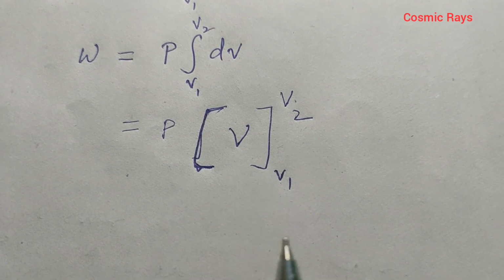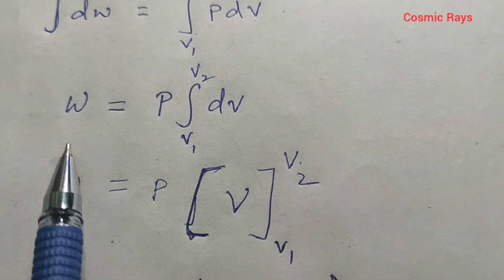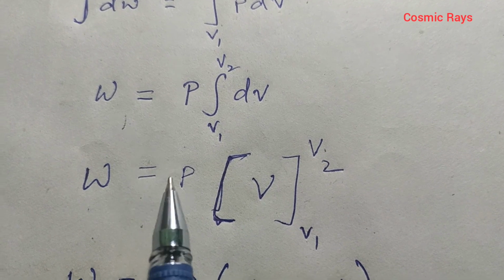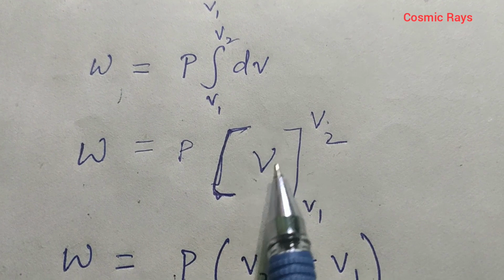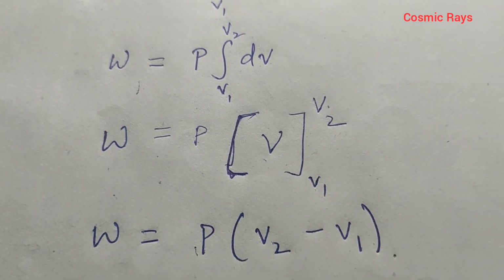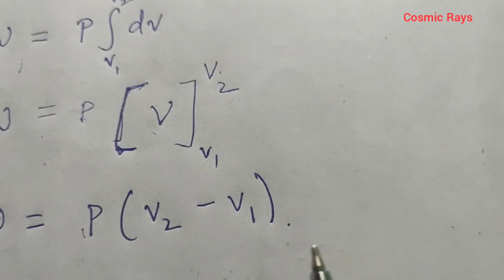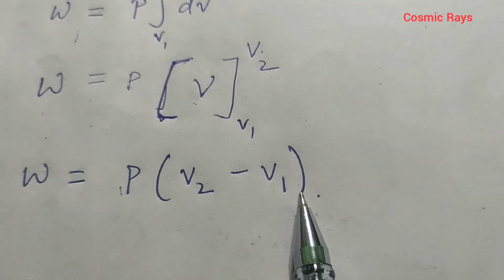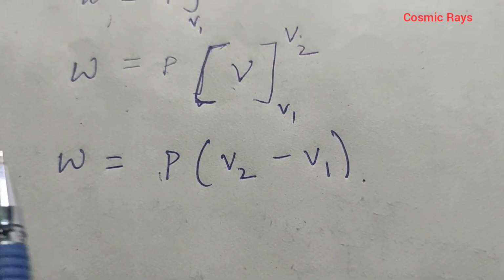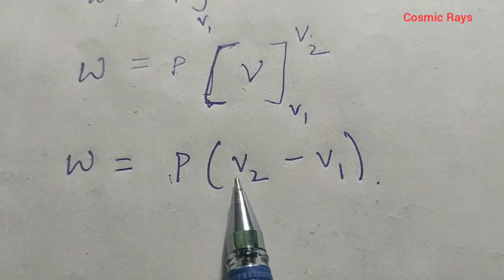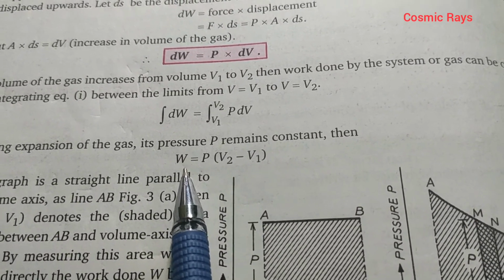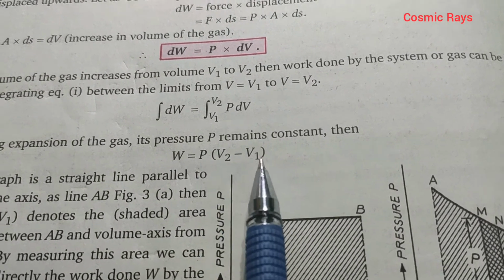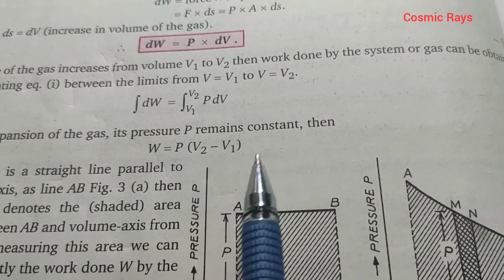So the equation takes the form work done W is equal to P as it is, and instead of V we substitute the upper limit, that is V2. So the work done in expansion of a gas from volume V1 to V2 is given as W equal to P (V2 minus V1). So this is the equation. W, the work done, is equal to pressure multiplied by change in volume, that is V2 minus V1.